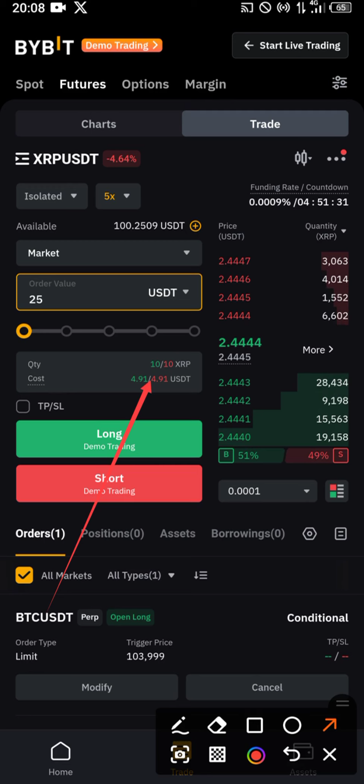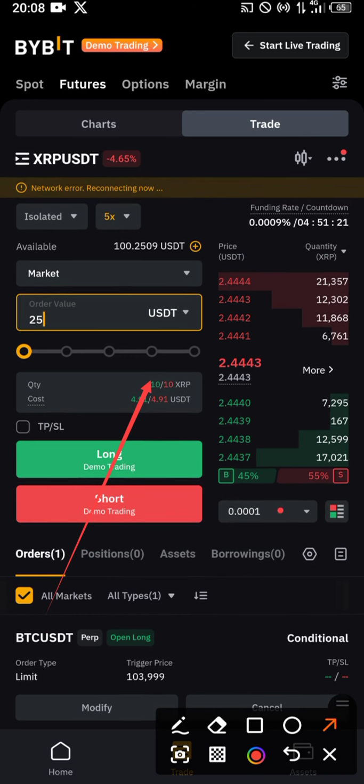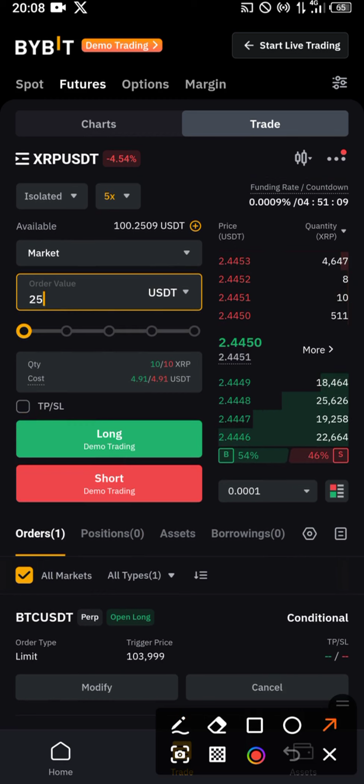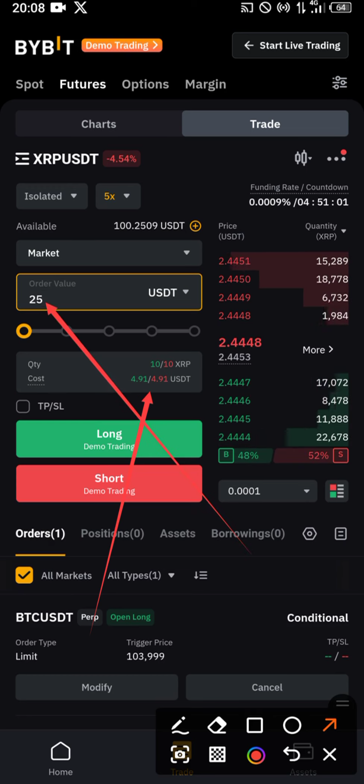The actual money you are dropping to place the trade. This is how much of your own capital is required, right? Not because I put 25 here, they are going to deduct 25 from your available balance. No, okay? They will only deduct 4.91, because that's your margin, right? That's your margin.